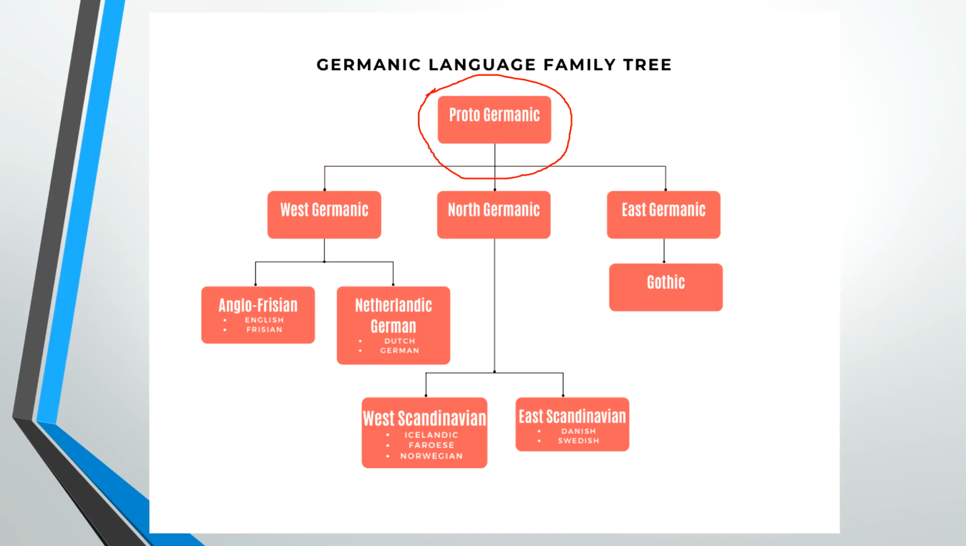So this Proto-Germanic or Teutonic is subdivided into three language families: West Germanic, North Germanic, East Germanic. English language is the sub-branch of the West Germanic language family. So English and Frisian belong to the Anglo-Frisian language group.